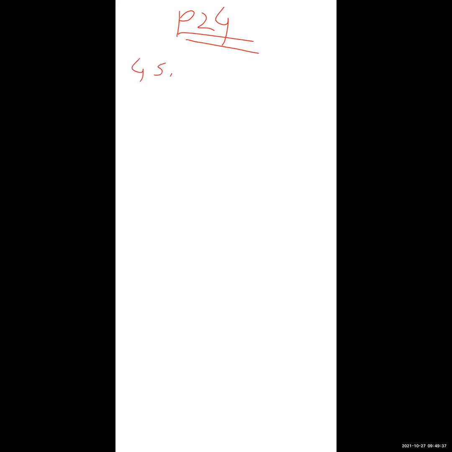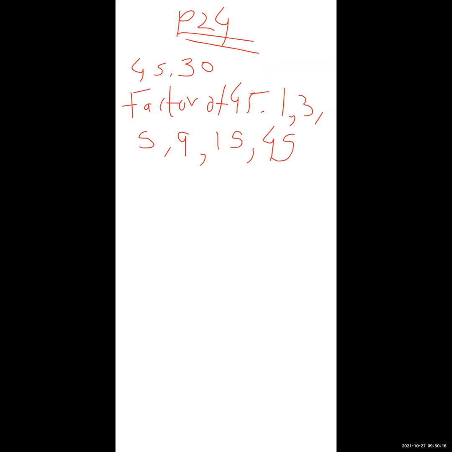45 and 30. First we will find the factors of both the numbers. Factors of 45. What are the factors of 45? That is 1, 3, 5, 9, 15, and 45. Very good.